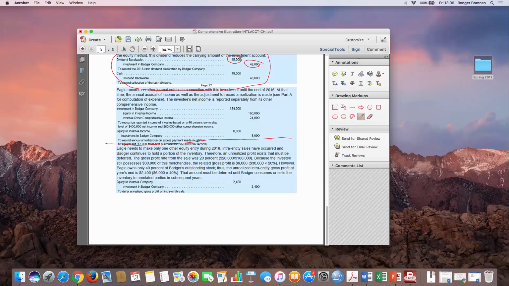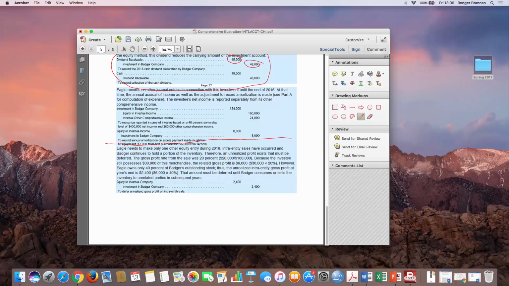Okay, now there are two things occurring that we need to recognize at the end of 2016 that Eagle needs to recognize. First, that Badger Corporation recognized $400,000 of income and $60,000 of other comprehensive income. And you have to separate out these two things.